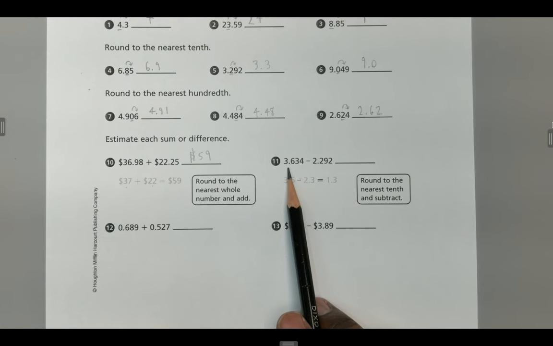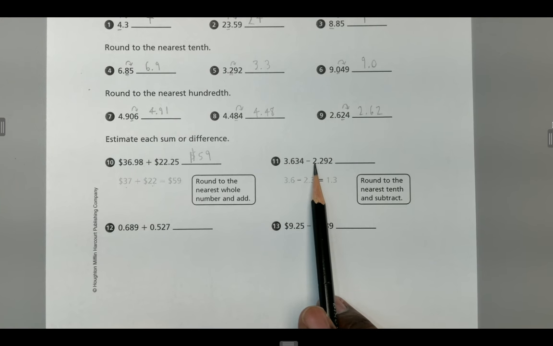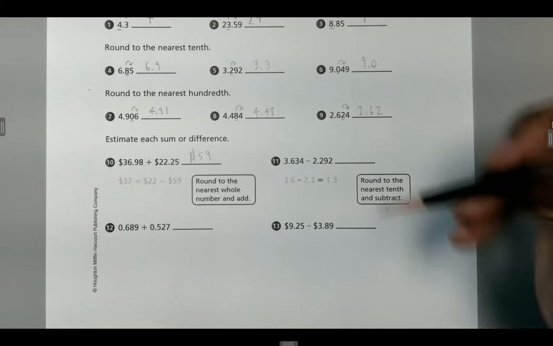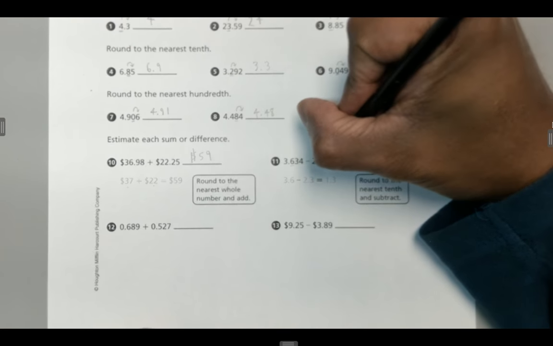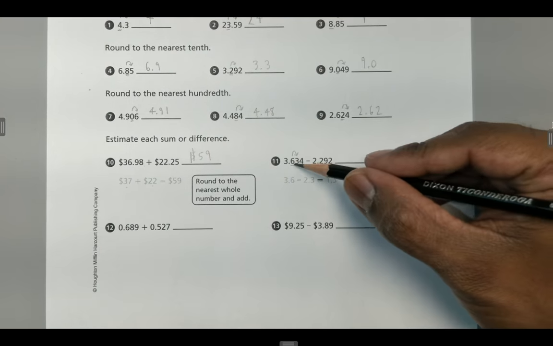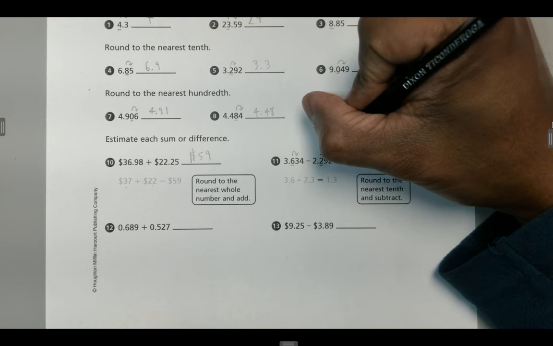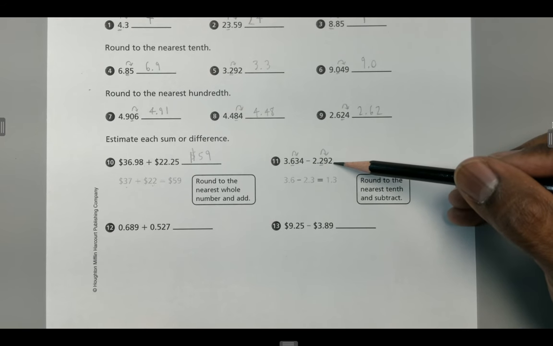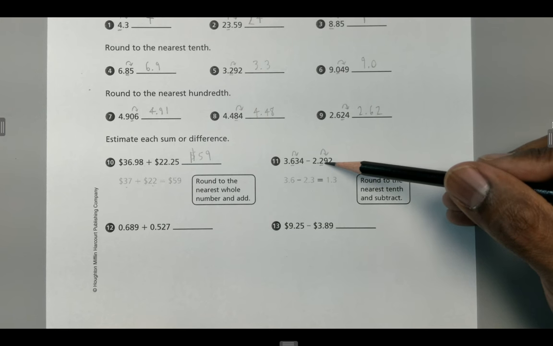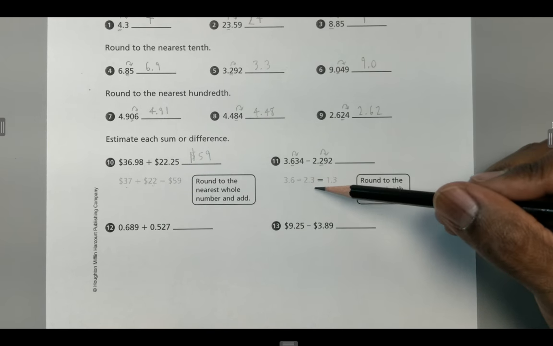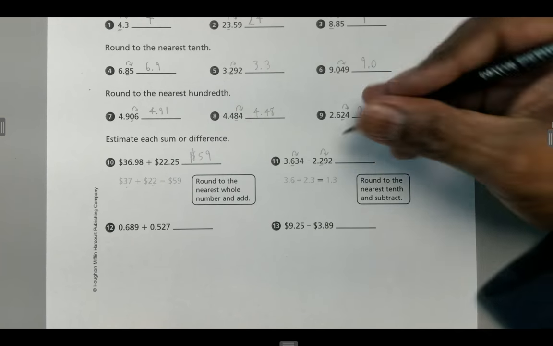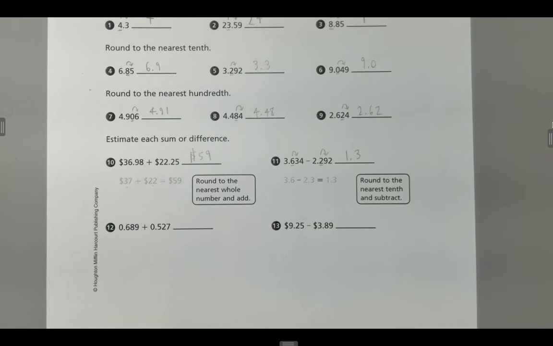Over here for 11, we're subtracting 2 decimals. Just for the purpose of an estimate, we could round each of these decimals to the tenths place, and let's see what that would look like. 3 and 634 thousandths would get rounded down to 3 and 6 tenths. 2 and 292 thousandths would get rounded up to 2 and 3 tenths. 3 and 6 tenths minus 2 and 3 tenths gets us an estimate of 1 and 3 tenths.